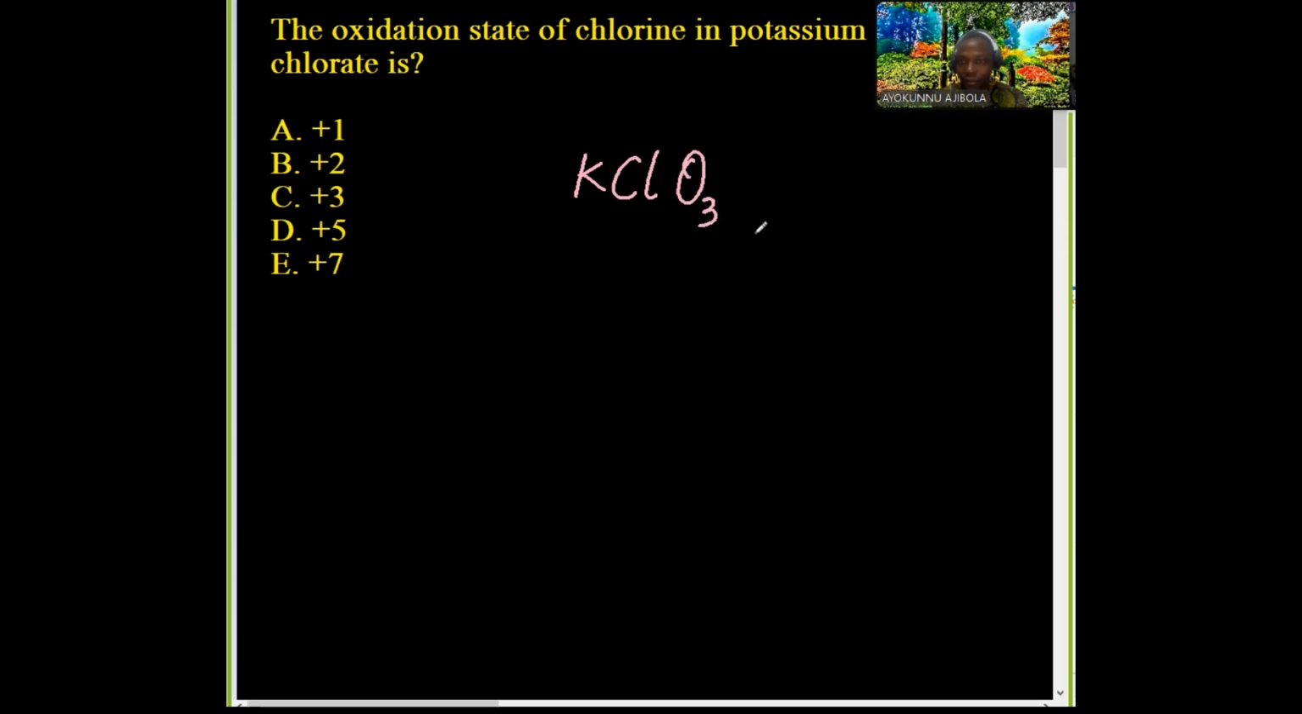You don't know it. Now, what is the name of this compound? Potassium trioxychloride. It's not a chloride, it's a chlorate. Potassium trioxychloride. And the name is incomplete. You have to put the 5.